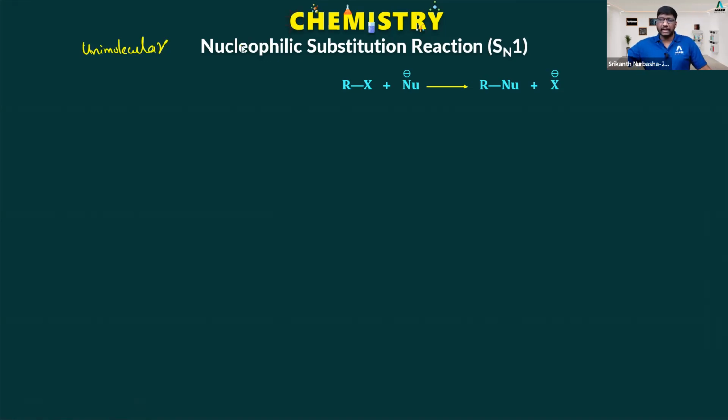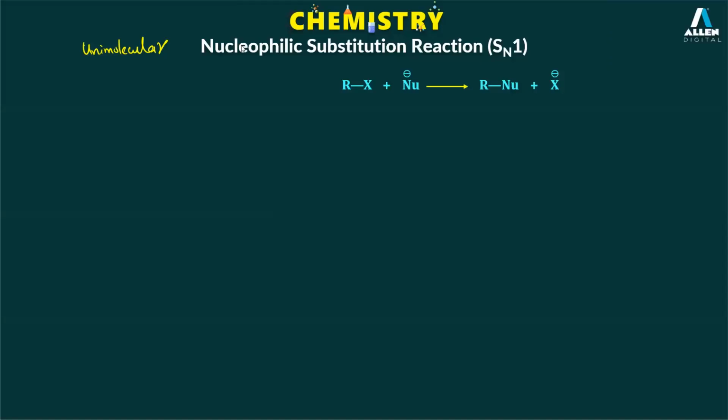I'll ask the question since the mechanism is already discussed. In how many steps does this reaction happen? In how many steps does this SN1 reaction occur? It occurs in 2 steps. What is step 1? Formation of carbocation. What is step 2? Attacking of the nucleophile. Carbocation is formed, so is rearrangement possible or not? Obviously possible.